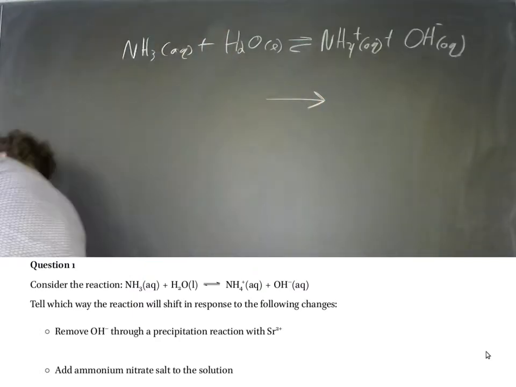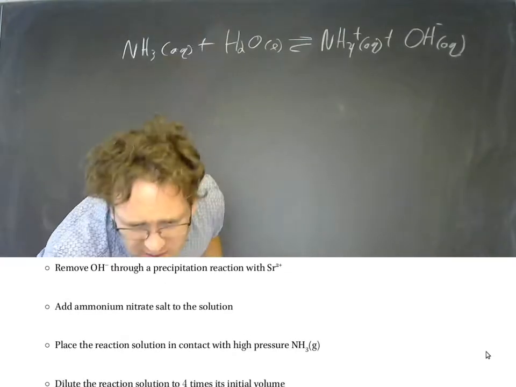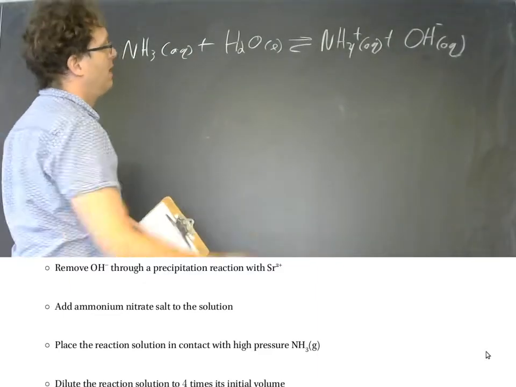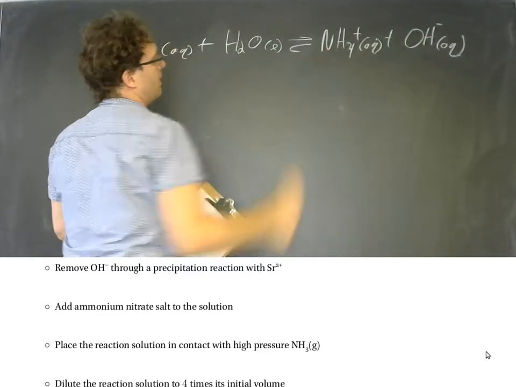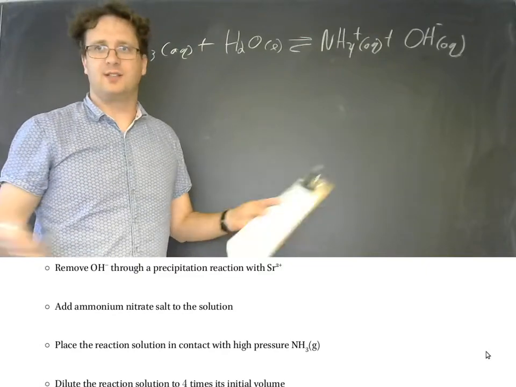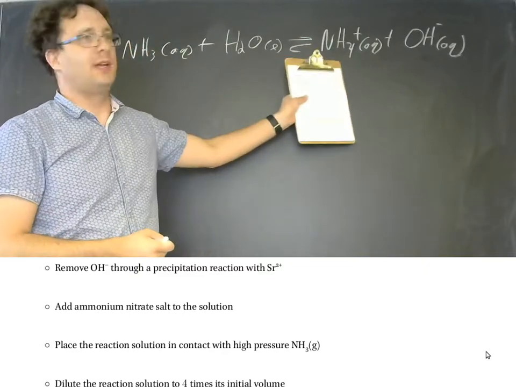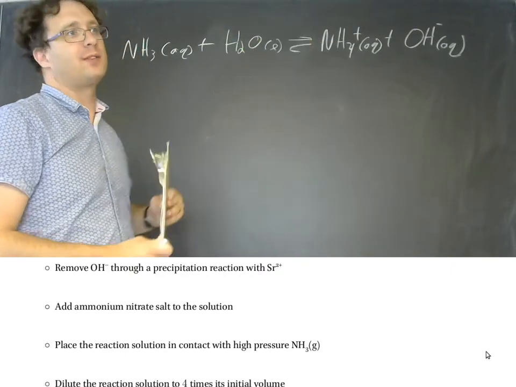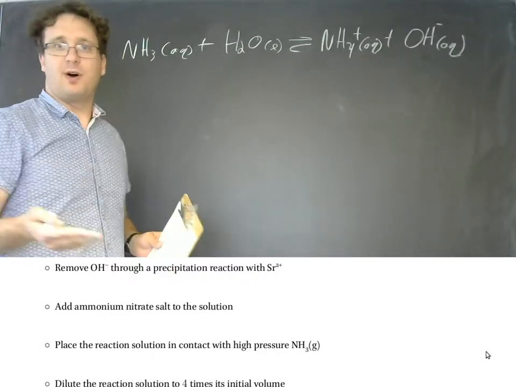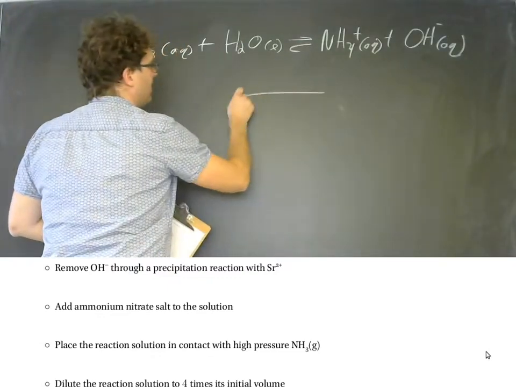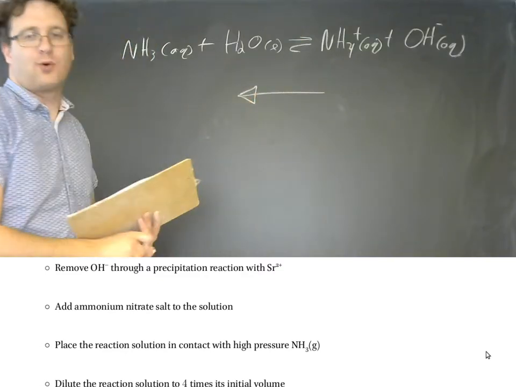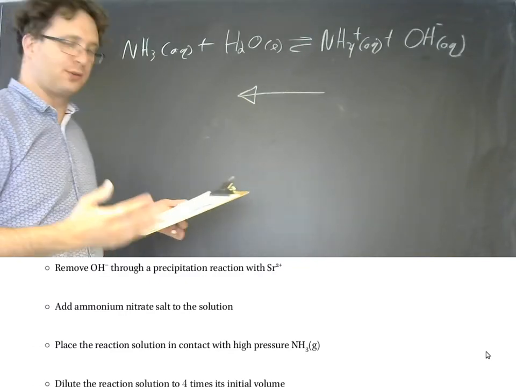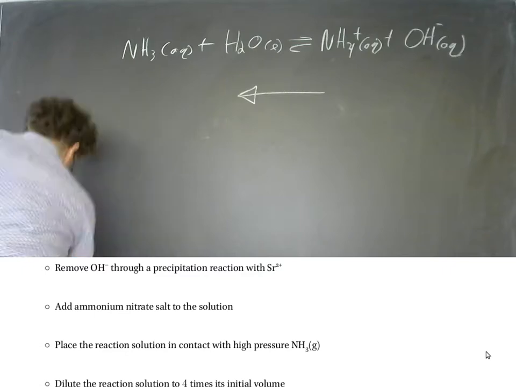Okay, the next one is if we add ammonium nitrate salt to the solution. So ammonium is right there as a product. Nitrate is pretty irrelevant, but the ammonium is a product, and so if we add ammonium nitrate, that's going to increase the ammonium concentration, and the system will respond to undo that by shifting left toward the reactants.